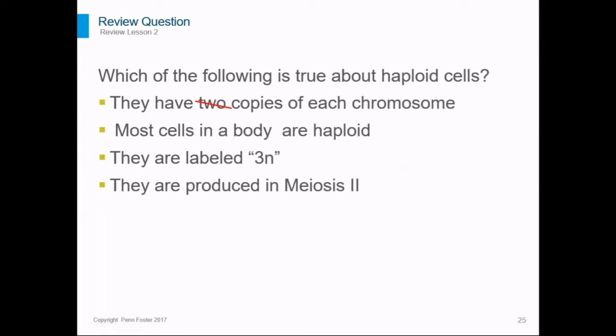So they have two copies of each chromosome. No. Haploid cells have one copy. So that's what we just went over on the last slide. A haploid means one copy, diploid is two copies.